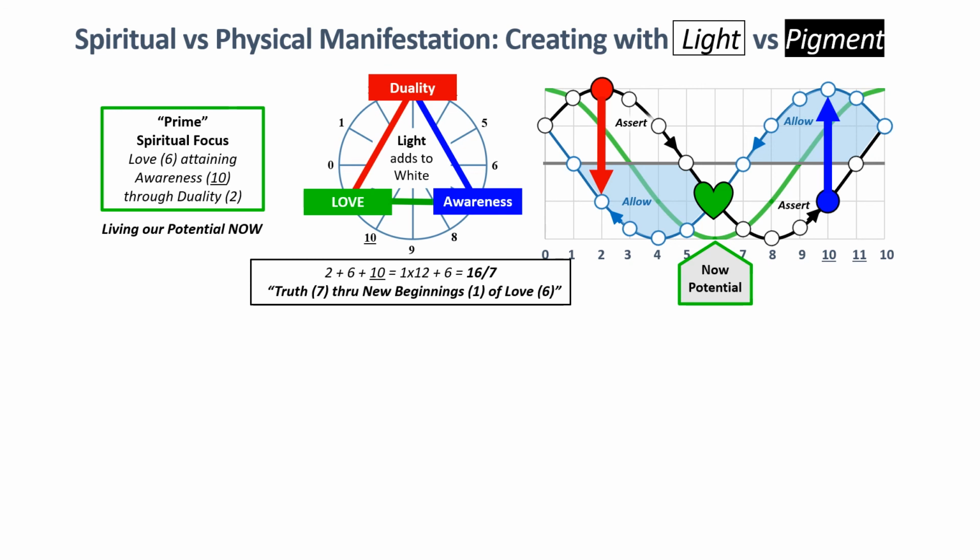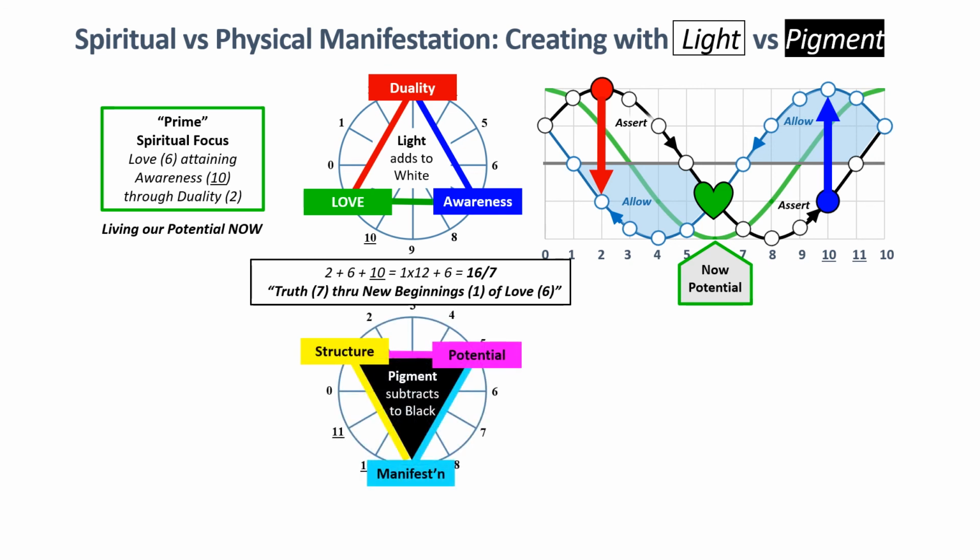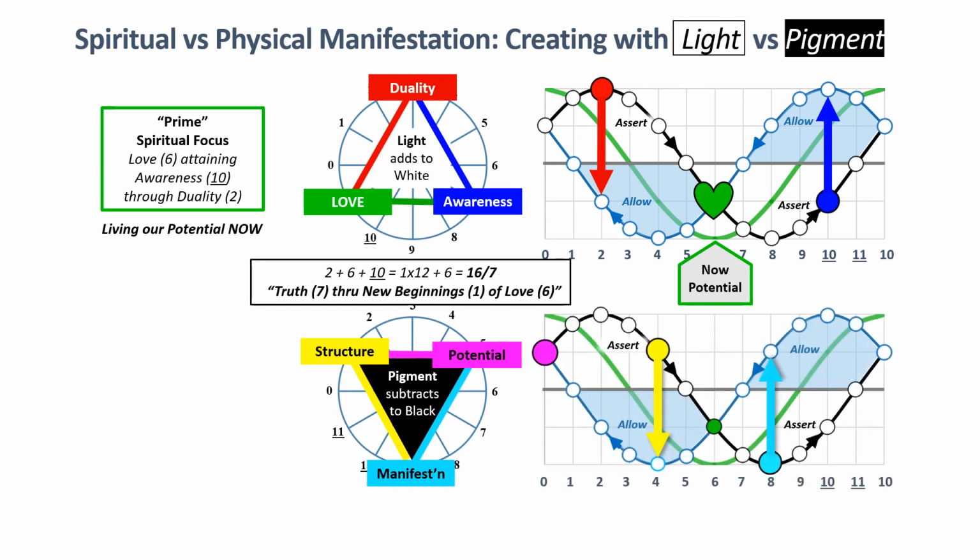With physical pigment, on the other hand, color works in a subtractive way by absorbing those frequencies and combining to black, the very opposite of clarity. The three primary colors of pigment, cyan, magenta, and yellow, and their placement on the color wheel and the prime vibration, are likewise the exact opposite of light. They are shifted 6 positions away from love, such that the 0 of potential, magenta, is now the focal point of perspective, followed by the 4 of structure in yellow and the 8 of manifestation in cyan.